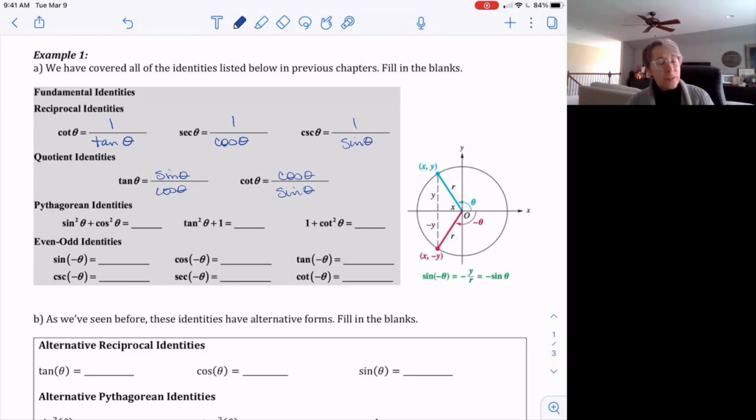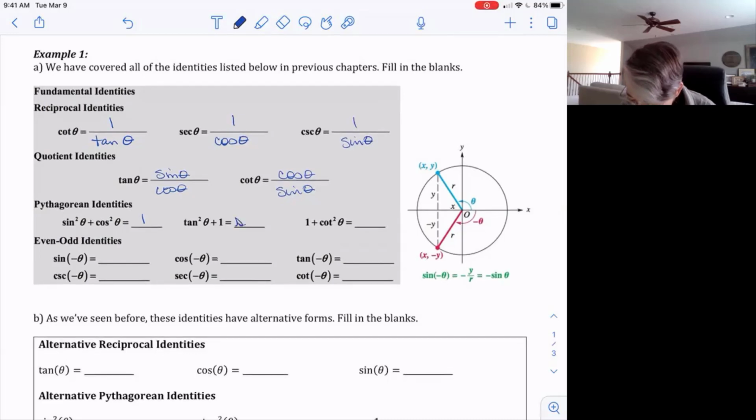We also have the Pythagorean identities, the granddaddy of them all. Sine squared theta plus cosine squared theta equals 1. If you were to divide all of that by cosine squared theta, we would get tangent squared theta plus 1 equals secant squared theta. And if we took the granddaddy and divided it by sine squared theta, we would get the last one, 1 plus cotangent squared theta equals cosecant squared theta.